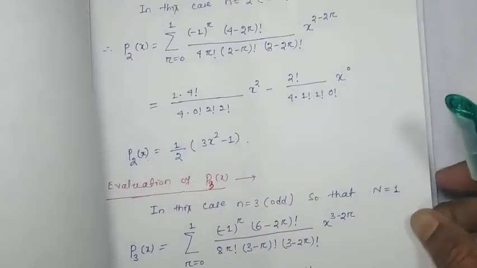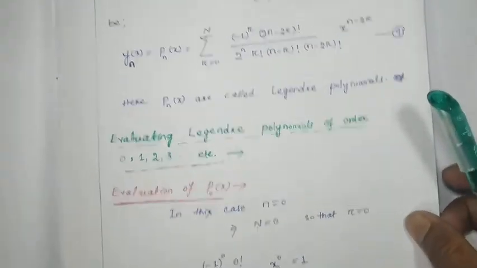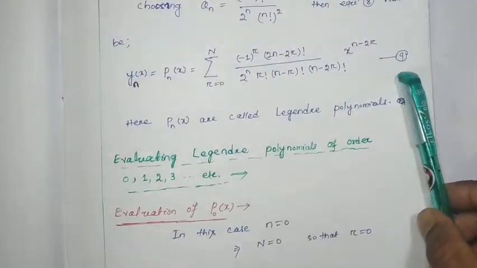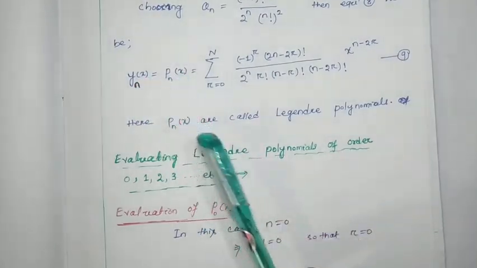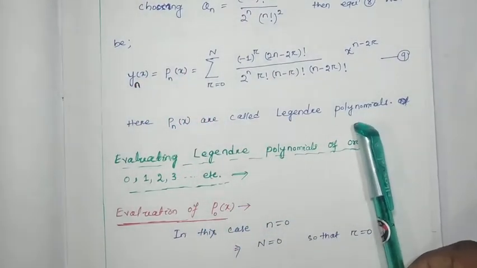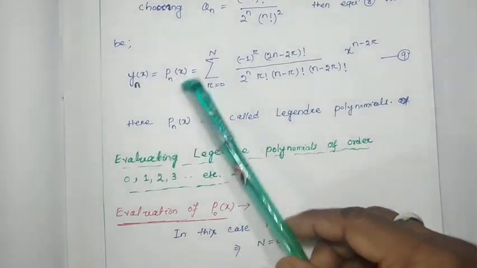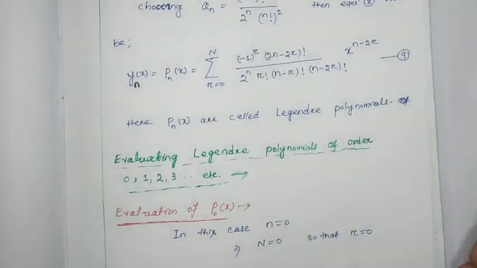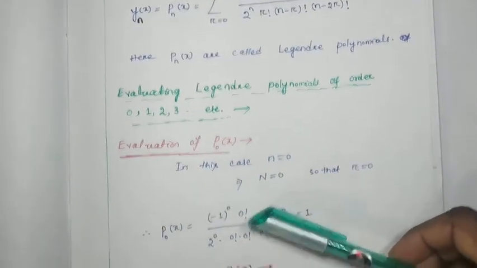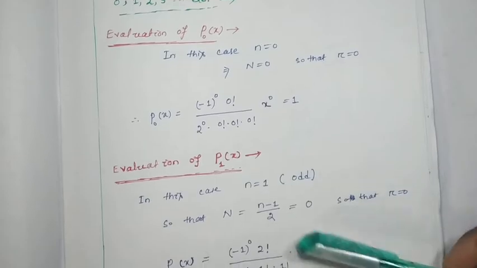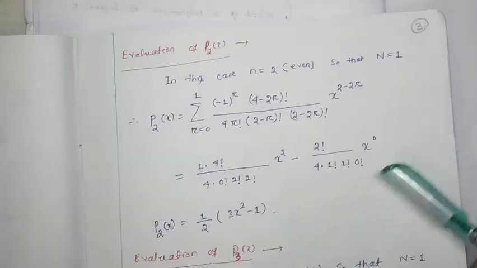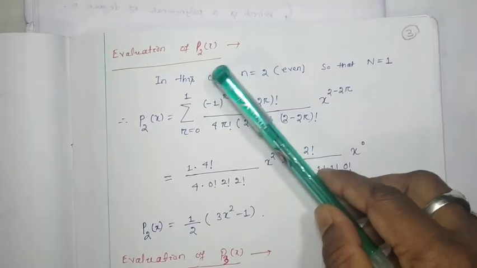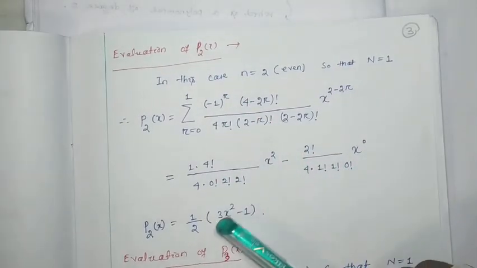So what we found is that this is your equation number 9, which is nothing but your y of x, or P n of x, called the Legendre polynomials. For different n values we can get different orders of Legendre polynomials. For 0 order, the polynomial will be 1. For 1 order, x to the power 1 is x. Second order polynomial means we find half of 3x square minus 1.